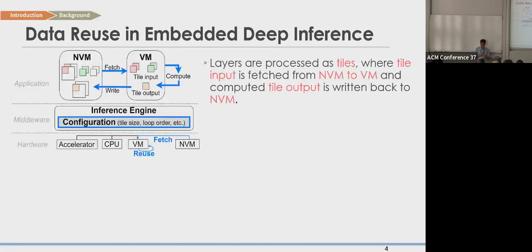Let me introduce the system. Usually we use tiny microcontrollers for intermittent systems, and those systems come with very tight memory constraints. So for such a system, we put data on non-volatile memory and fetch the data into volatile memory for computation. For each tile, we fetch the data, and after the computation, we put the output back onto the non-volatile memory.